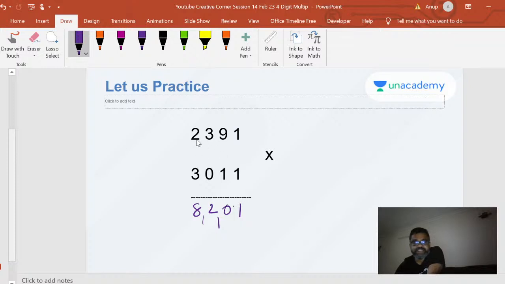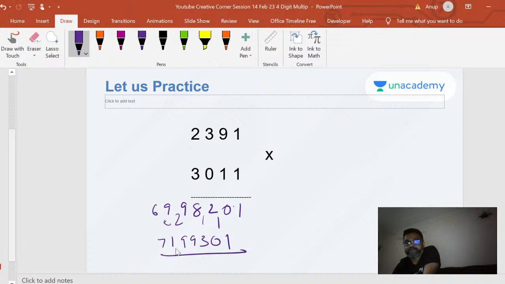Right? Now let's go and attack these 3 digits. So 2 into 1, 2, plus 9 into 3, 27. Right? So 2 plus 27, 29. Now let's attack these 2 digits. 2 into 0 is 0, 3 into 3 is 9, and 6. Right? So this becomes a 7, 1. 69 plus 2. You can add it to this whole 69. That becomes a 7, 9, 9, 3, 0, 1. That's your answer. Right?